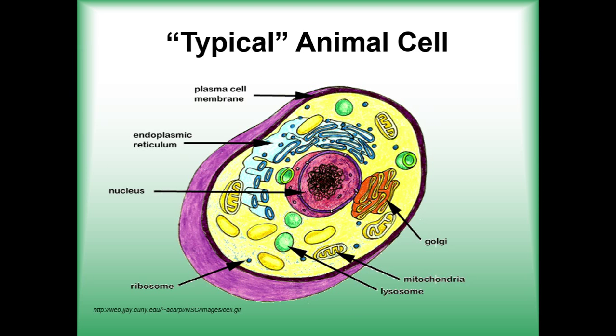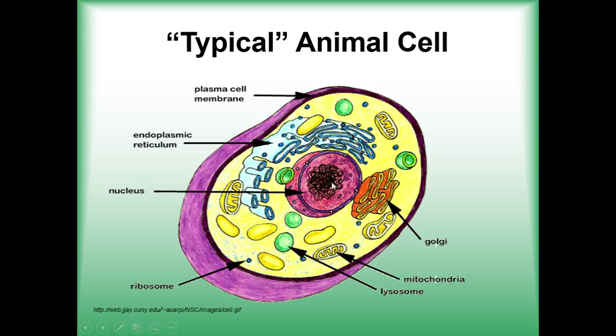Okay, so again, here's your animal cell. Just take a look at it again. Of course, we have the cell membrane, endoplasmic reticulum. Here's rough ER. Here's smooth. You don't see the little ribosomes. Mitochondria, lysosomes, mitochondria again, Golgi apparatus, nucleus.